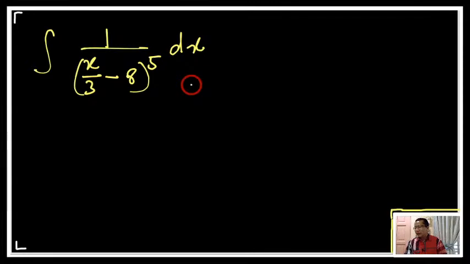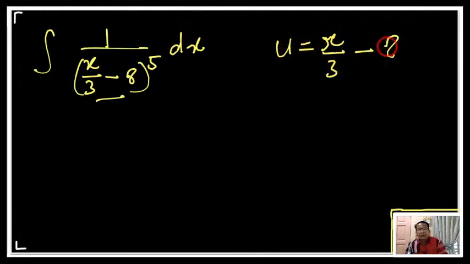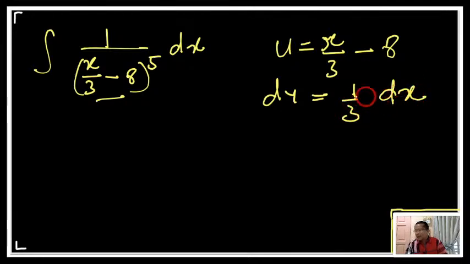So your u is inside this one. u is equal to x over 3 minus 8. So du is 1 over 3 dx. Our problem here, no 1 over 3.